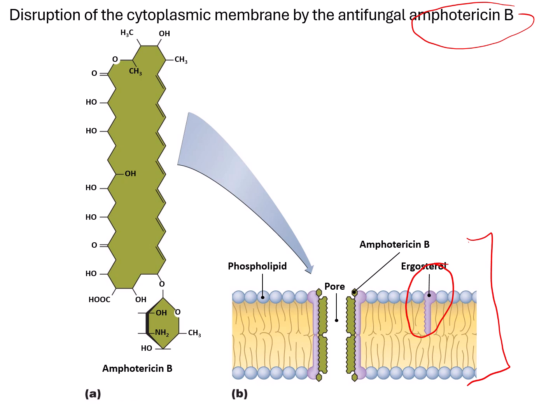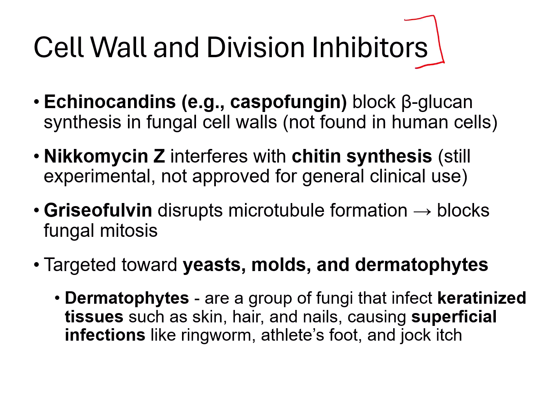Amphotericin B binds to ergosterol in the membrane, forming these giant pores or holes in the membrane that cause ions and other cell contents to leak out, which kills the fungal cell. We also have antifungals that attack the fungal cell wall or fungal cell division. This includes echinocandins such as caspofungin. This drug blocks beta-glucan synthesis.